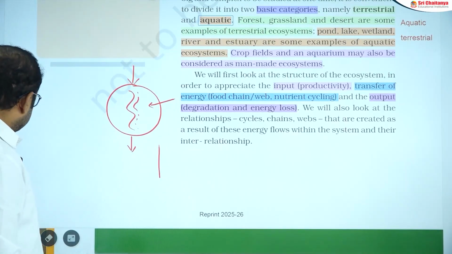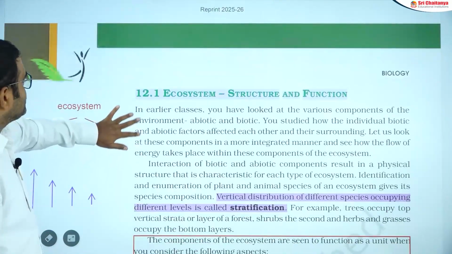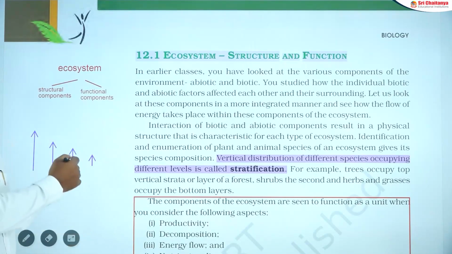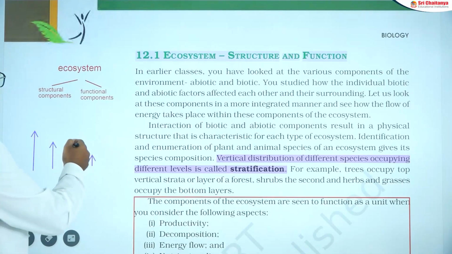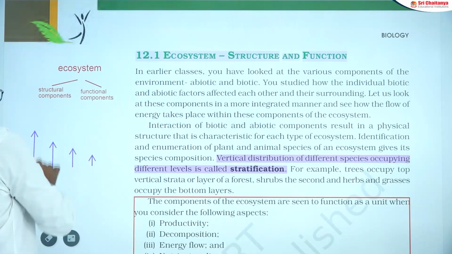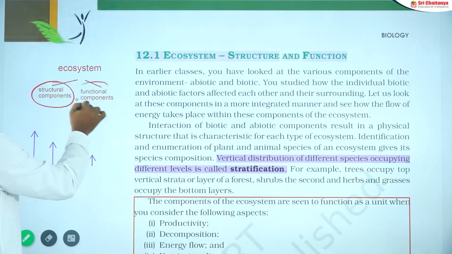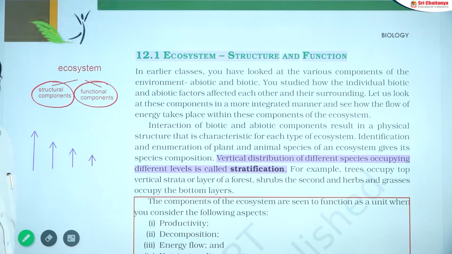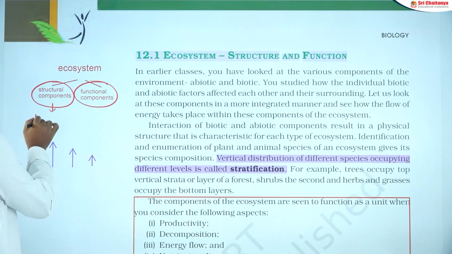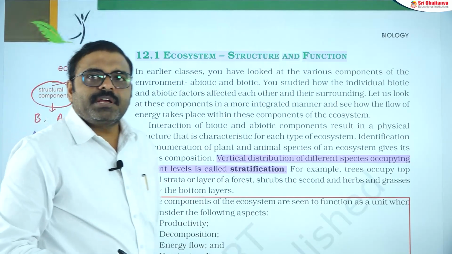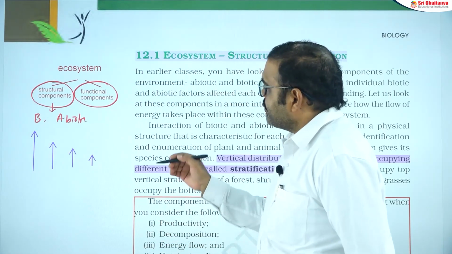And the next thing is ecosystem structure and function. How to understand this? In this connection, we need to understand that the ecosystem has both structural and functional components. Structural components of the ecosystem are known as biotic factors and abiotic factors. Biotic and abiotic factors are the structural components of the ecosystem.